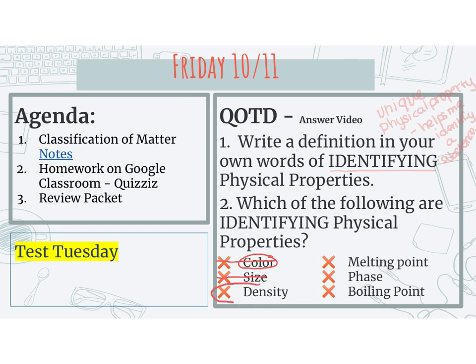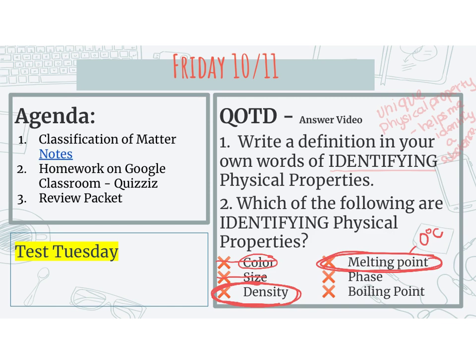The density was on our list of identifying properties. So density does help us identify. It's unique to the substance. Melting point. So we know melting point of water is 0 degrees Celsius. Only water has that. So melting point is also unique.